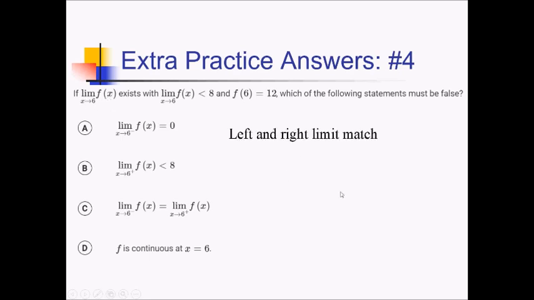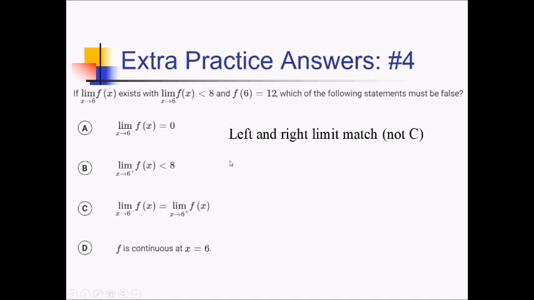So that means since the left and right limit have to match, choice C, which says that they match, has to be a true statement. That's guaranteed to be true. That's not just it could be true. This is guaranteed. So it definitely can't be false. So that means we can eliminate choice C because it can't be false.